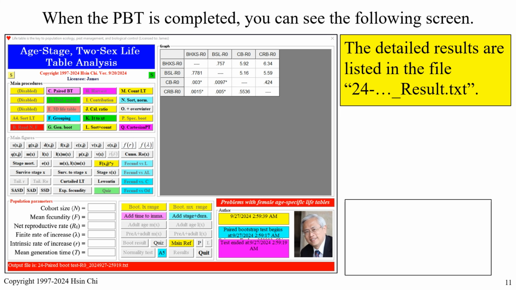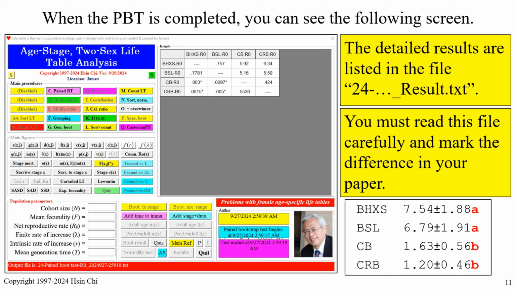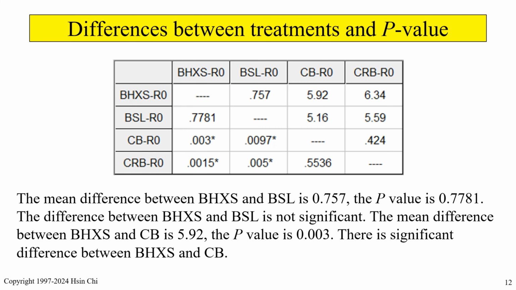The detailed results are listed in the file 24_result. You must read this file carefully and mark the differences in the appropriate tables of your paper. The table you see on the screen shows the differences between treatments and p-values. The mean difference between BHXS and BSL is 0.757. The p-value is 0.7781. The difference between BHXS and BSL is not significant. The mean difference between BHXS and CB is 5.92. The p-value is 0.003. There is significant difference between BHXS and CB.